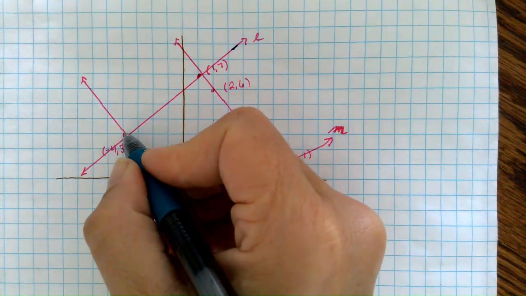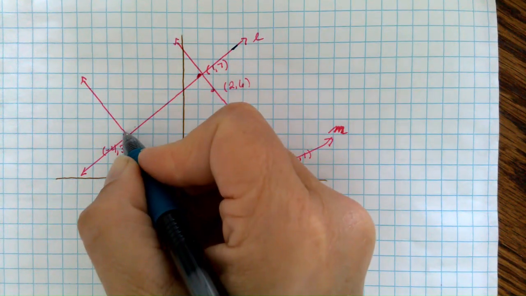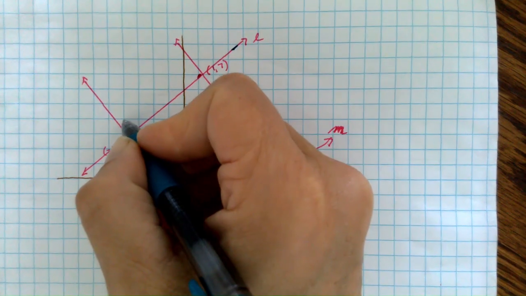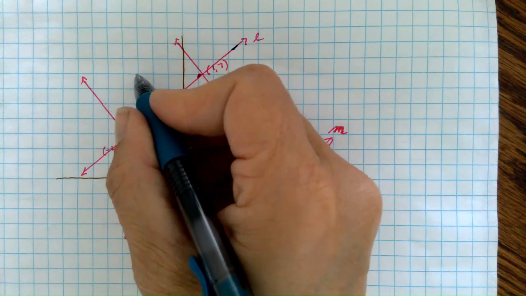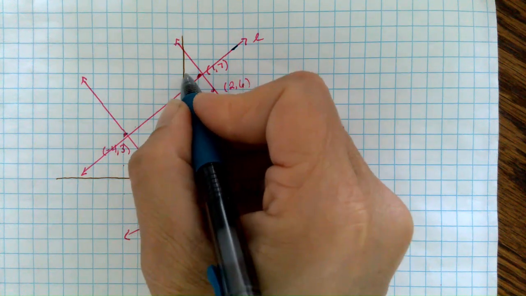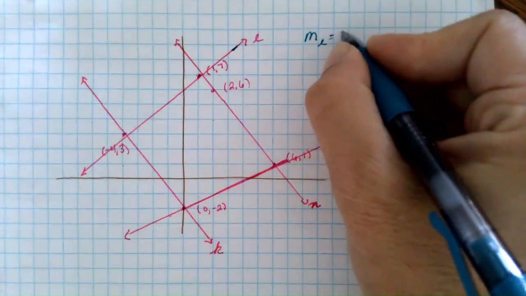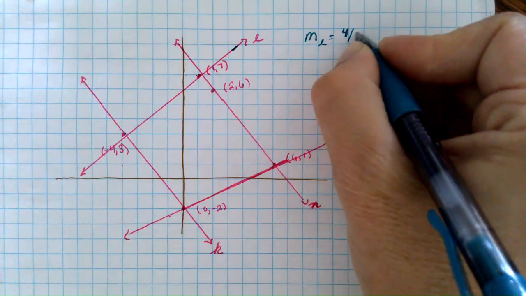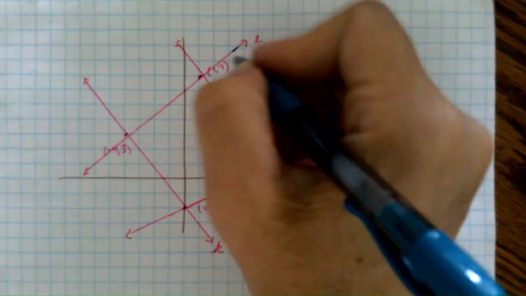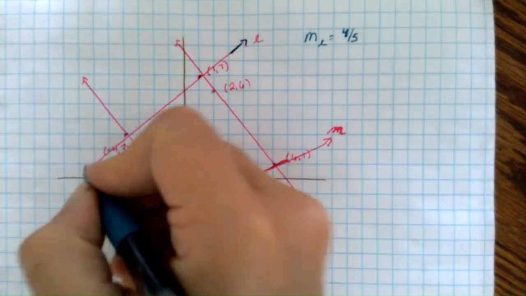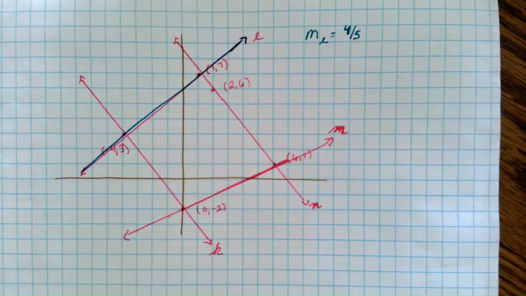I notice line L starts at (4, 3) and goes through (1, 7). So I'm just going to count it up 1, 2, 3, 4 over 1, 2, 3, 4, 5. So the slope of line L was up 4 over 5. I used L as a subscript so I knew which one I was talking about, and I've got a green mark on it here. There we go.